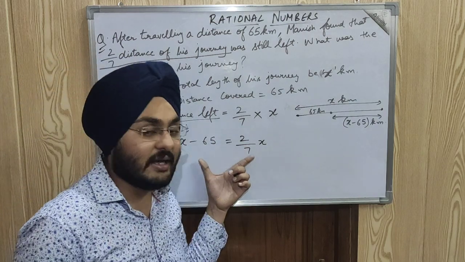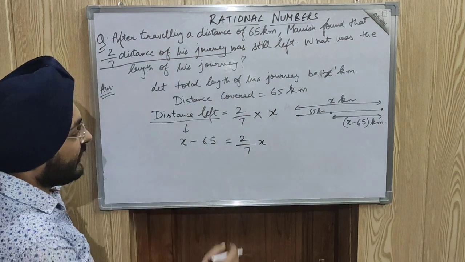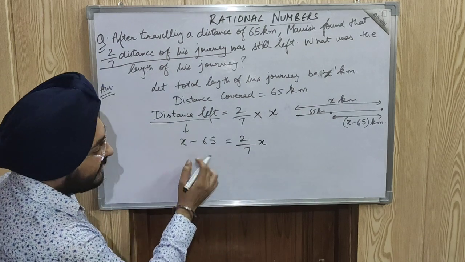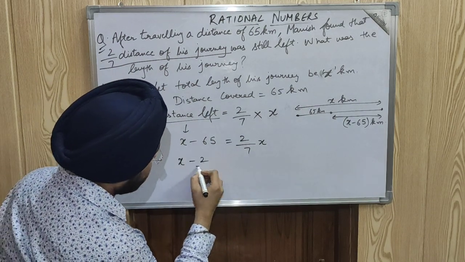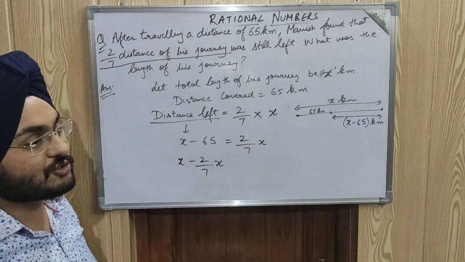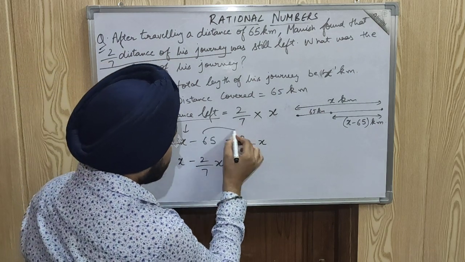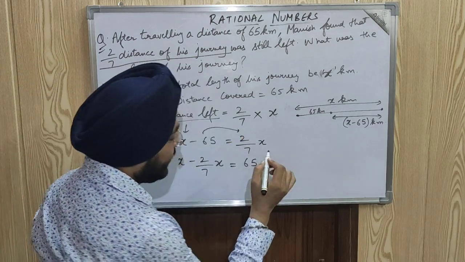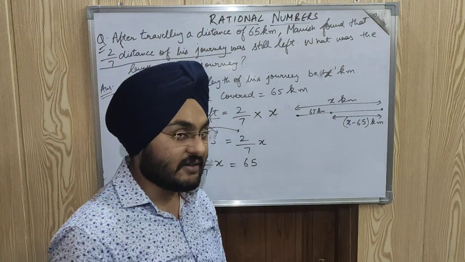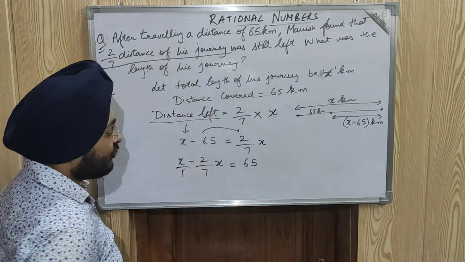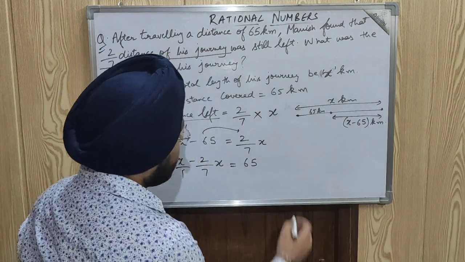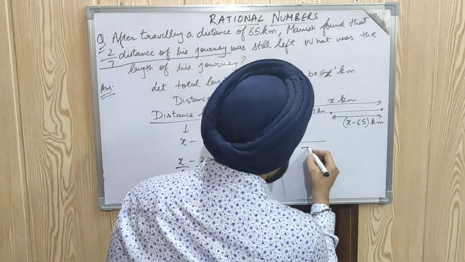So from solving here, I can find the value of x. Now taking this 2 by 7x to this side, what will it be? That is minus 2 by 7x. And this negative 65, what will it be? Positive 65. So taking the LCM here, what's the LCM of 1 and 7? The LCM of 1 and 7 will be 7 only.